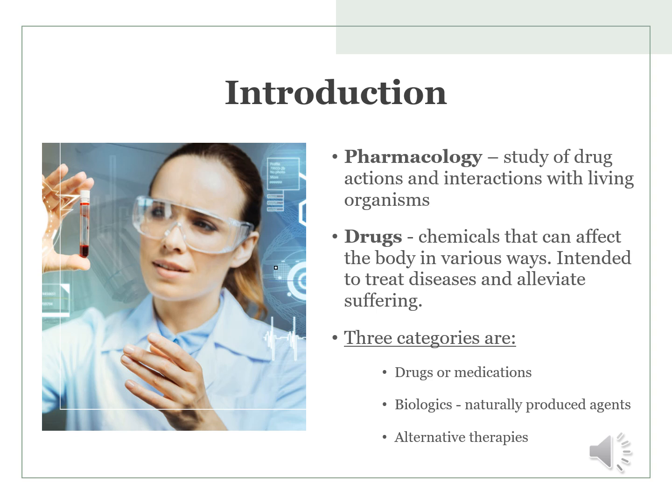A drug is a chemical that produces a biological effect, which can be either therapeutic or adverse. Once administered, it is known as a medication. Biologics are naturally produced agents such as hormones, vaccines, or blood products. Alternative therapies include plant extracts, herbs, vitamins, minerals, dietary supplements, and unconventional methods like acupuncture.